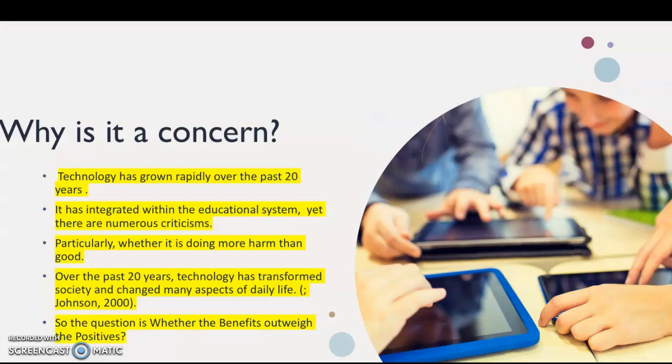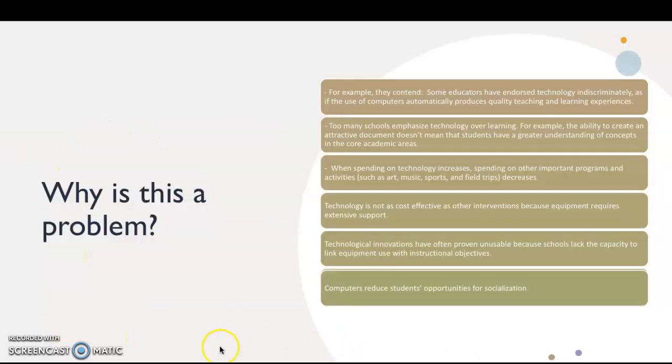So, why is it a concern? Well, technology has grown rapidly over the past 20 years. It has integrated within the educational system, yet there are numerous criticisms, particularly whether it is doing more harm than good. Over the past 20 years, technology has transformed society and changed many aspects of daily life, as stated by Johnson 2000. So, the question is whether the benefits outweigh the positives?